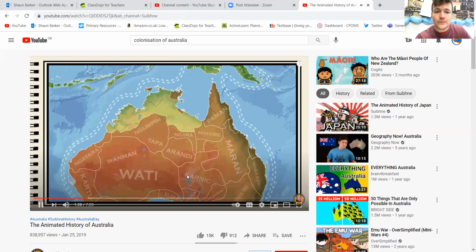Now, if you notice, the island of Australia has been split up into lots of different states that aren't the same states that we call them today.